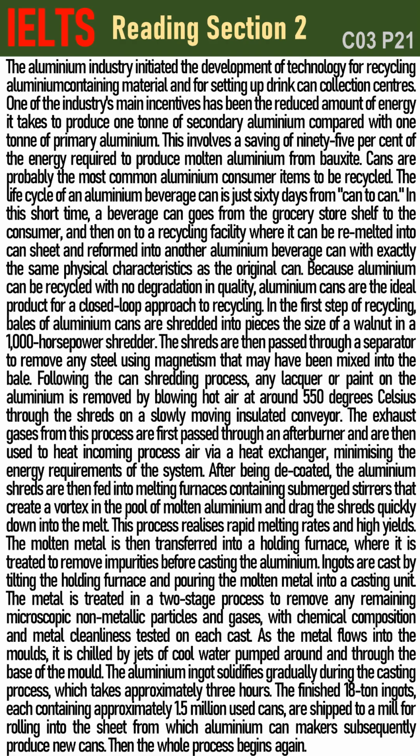The aluminium industry initiated the development of technology for recycling aluminium-containing material and for setting up drink can collection centers. One of the industry's main incentives has been the reduced amount of energy it takes to produce 1 ton of secondary aluminium compared with 1 ton of primary aluminium. This involves a saving of 95% of the energy required to produce molten aluminium from bauxite. Cans are probably the most common aluminium consumer items to be recycled.